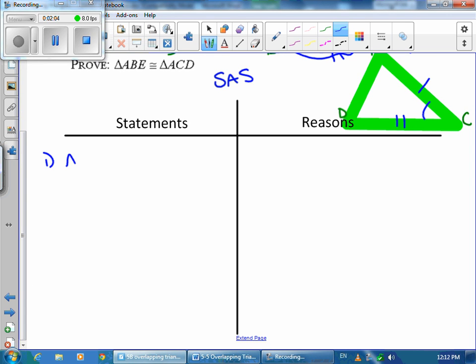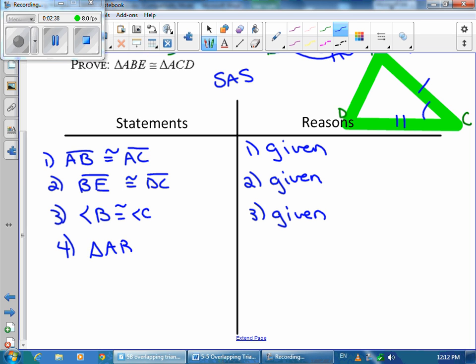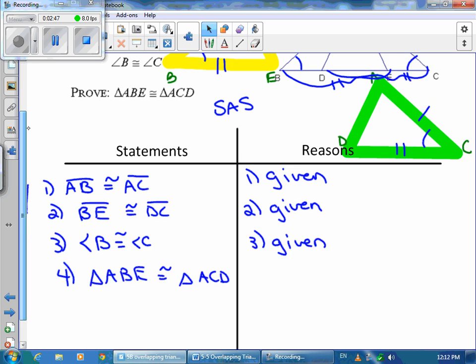So we were told that AB is congruent to AC. That's given. We're told that BE is congruent to DC. That's also given. It's nice and easy, they gave us everything. Angle B is congruent to angle C. Again, given. So we have everything we need, right? We said it was side, angle, side. We have all of those pieces. So triangle ABE is congruent to triangle ACD. If we want to go back up and look, the method was side, angle, side.